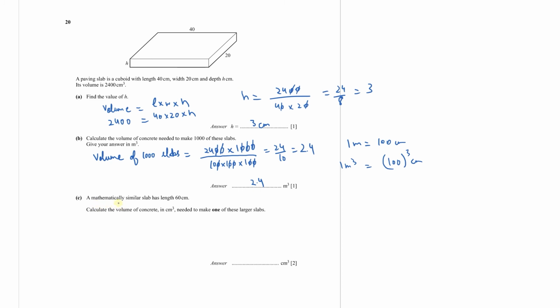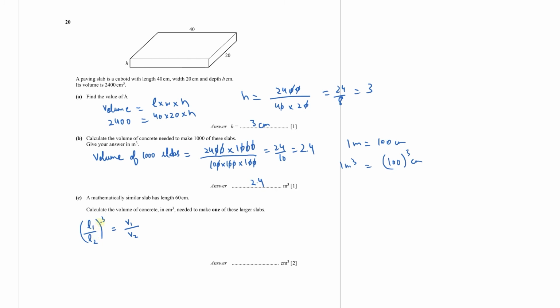Part C is, a mathematically similar slab has length of 60 centimeter. Calculate the volume of concrete in centimeter cube needed to make one of these larger slabs. So you have to basically find the volume of the larger slab. We can use the property of similar 3D shapes. If you are given the length of the first shape and the length of the second shape, and you take the ratio L1 over L2 and take the cube of this, that equals the volume of the first shape over the volume of the second shape. This is the property of similar solids.